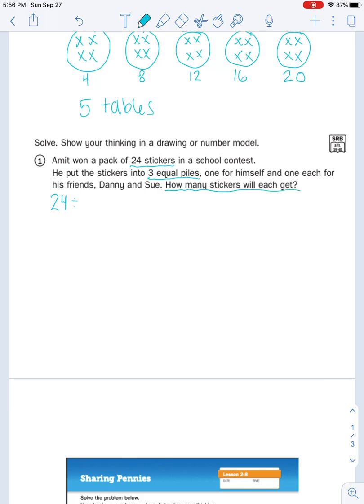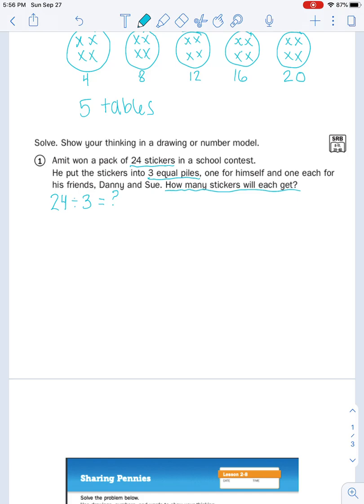Okay, how many stickers will each get? I think they're asking how many stickers will each kid get? Well, we know that we're dividing 24 by 3 because we're putting it into 3 equal piles, and we do not know the answer yet. And we need to figure that out.